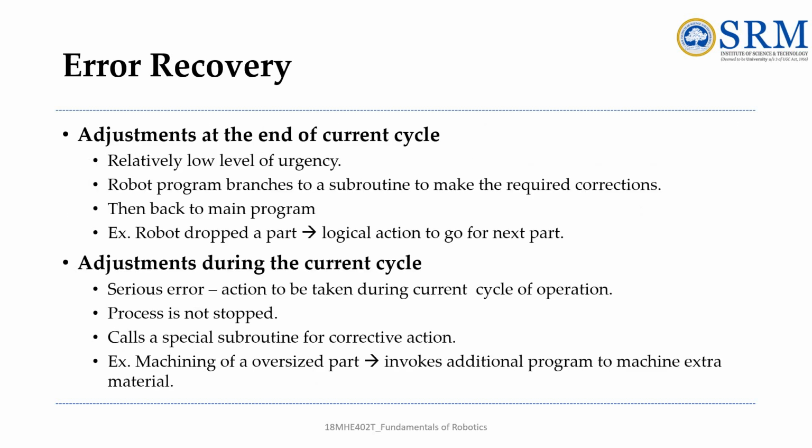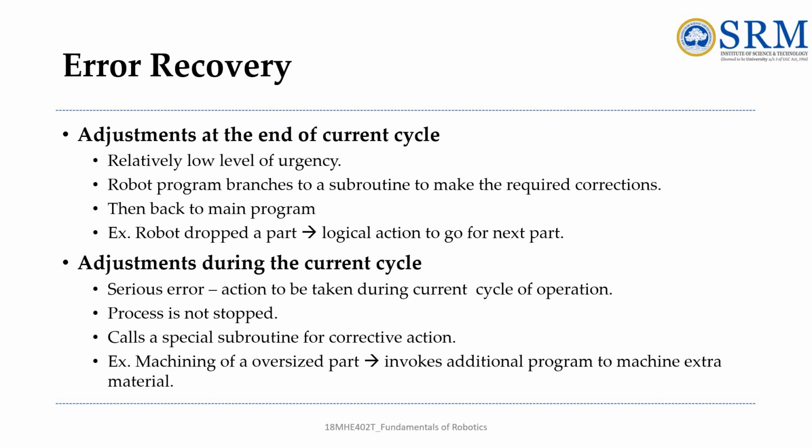First is adjustments at the end of the current cycle, based on the error level. If it has a low level of urgency, the robot program branches to a subroutine to make the required corrections. For example, if a robot dropped a part, then the logical action is to go for the next part. After this, there is no serious error. So it goes for the next part, picks up that part, then comes back to the main program to continue the process.